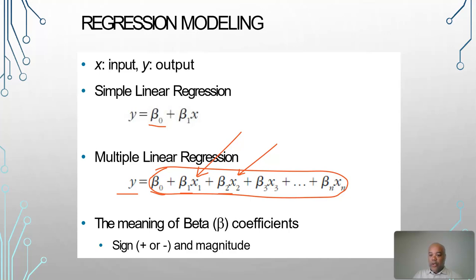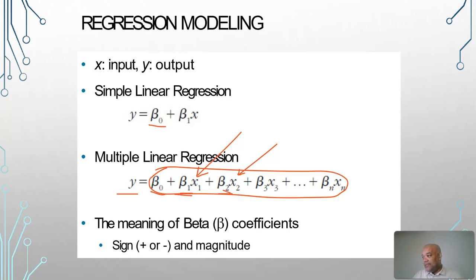Okay. So multiple linear regression allows for the modeling of more complex relationships, such as predicting house prices based on size, location, number of bedrooms. So those beta coefficients, though, they're all critical in interpreting the model. Their sign, whether they're positive or negative.